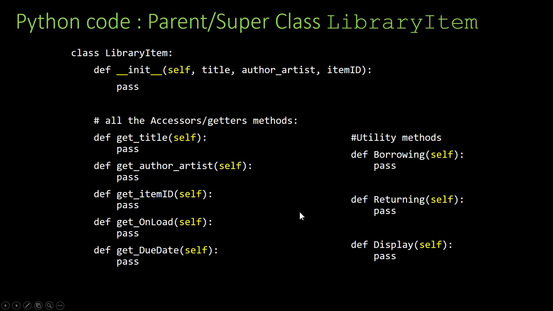Now let's look at the Python code for the parent superclass library item. You have the constructor, and in this constructor itself, you have the three arguments: the title, author or artist, and item ID. Then you have some getters, and then you have utility methods like borrowing and returning and display. I'll go through each one of them in detail.